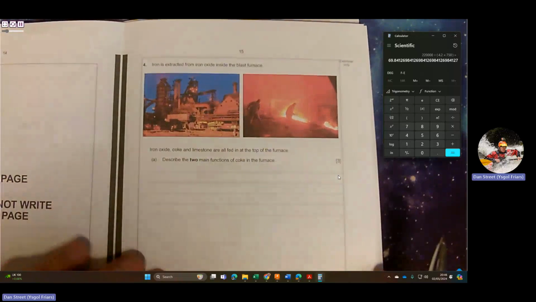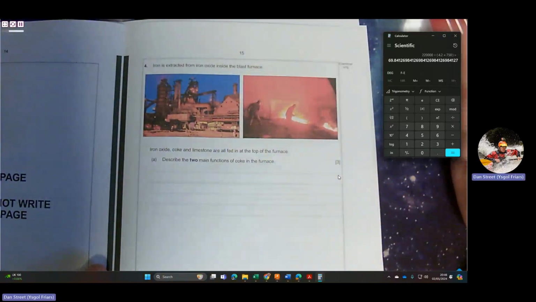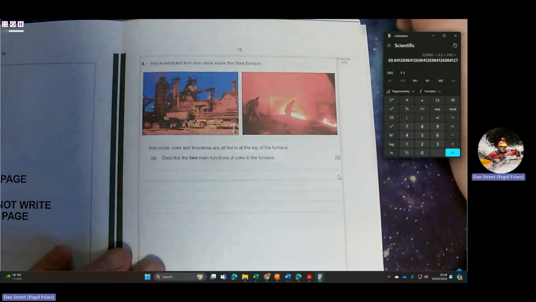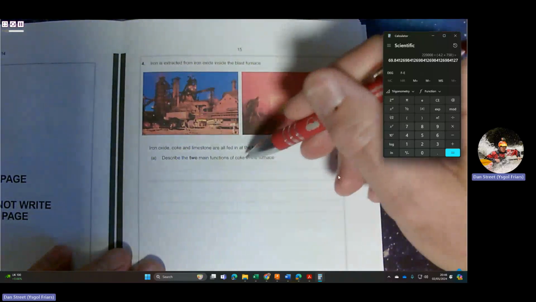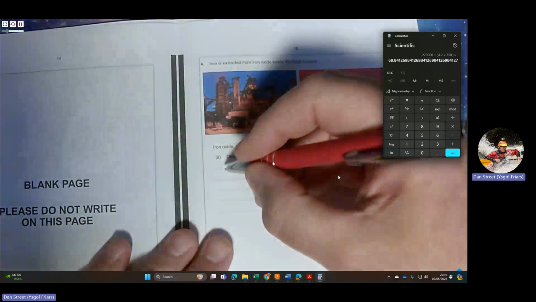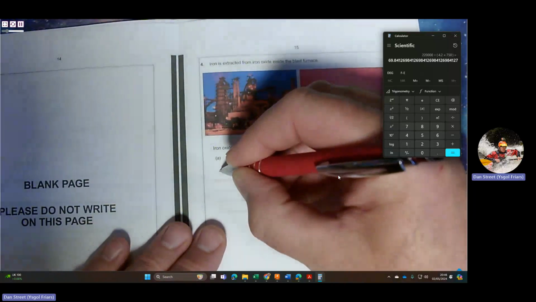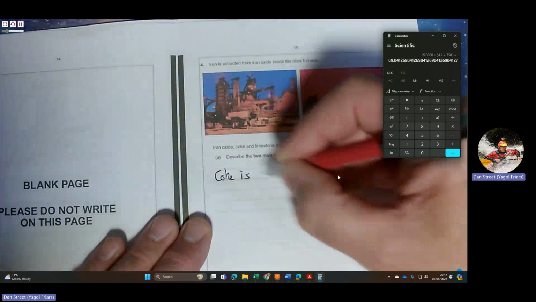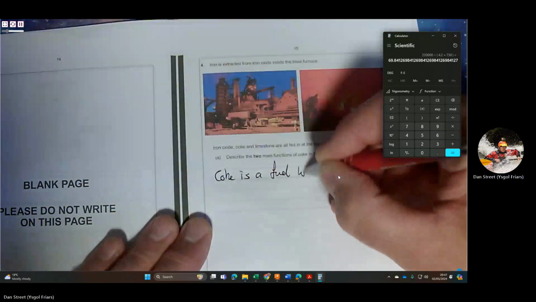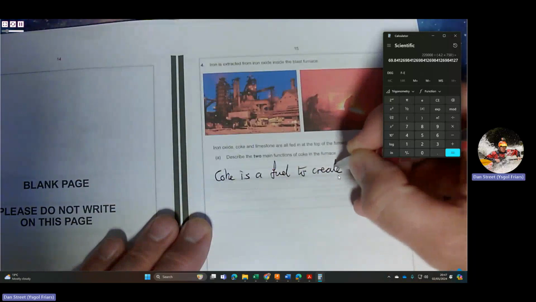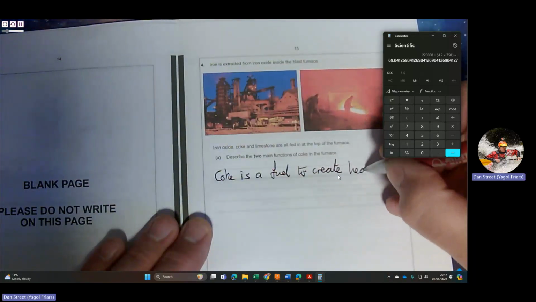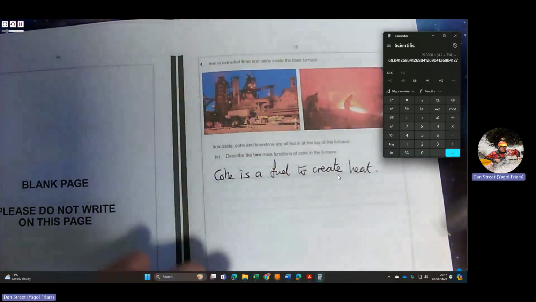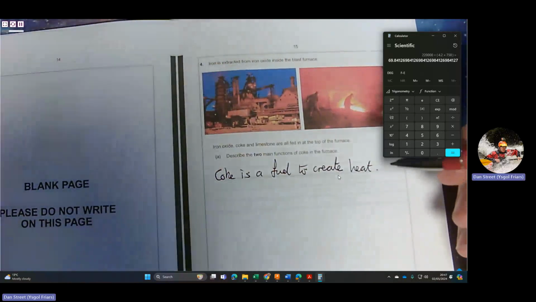Okay, number 4 looks like a blast furnace. So iron is extracted from iron oxide inside the blast furnace. Iron oxide, coke and limestone are all fed into the top of the furnace. Describe the two main functions of the coke in the furnace. So coke is pure carbon, so it's burnt in the furnace in air, and that produces a lot of heat. So coke is a fuel to create heat, and heat is needed for the many reactions that go on inside the blast furnace. But it's also there because it takes part chemically in the reduction of the iron oxide, the production of iron.